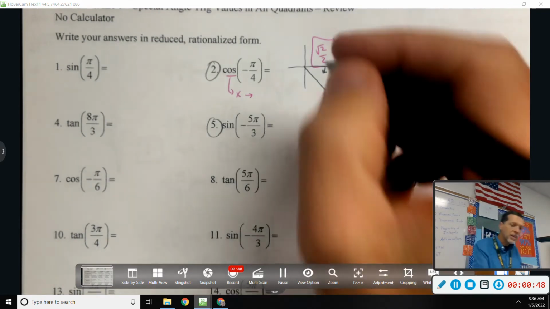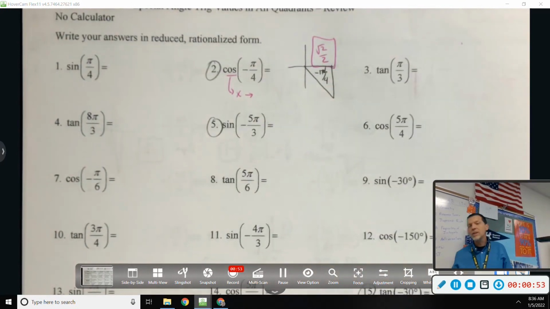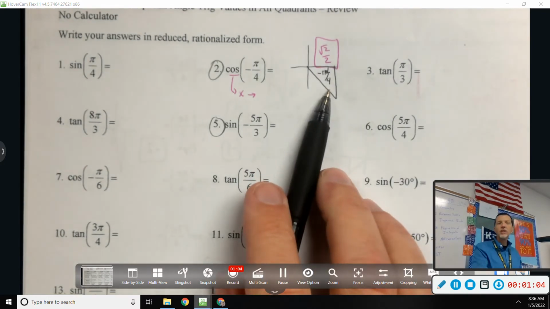The negative is what made us rotate backwards, but it doesn't necessarily mean the answer is negative. So if it didn't have a negative in front of it and it ended up in that same configuration, it would be a negative answer. The cosine of this angle is always root 2 over 2, regardless of how you get there.